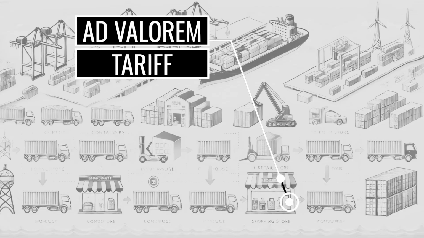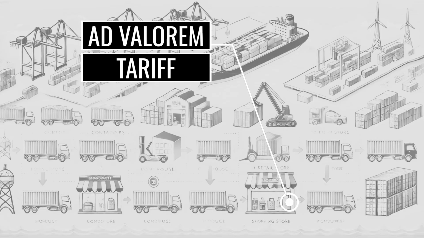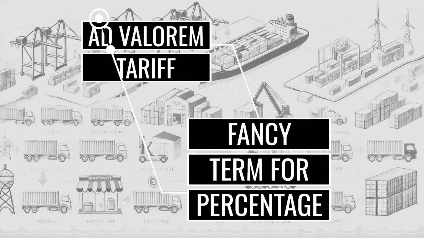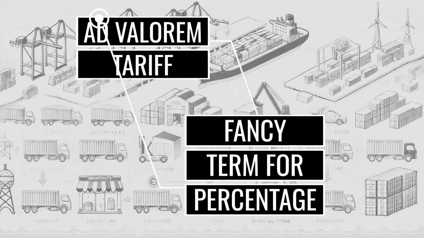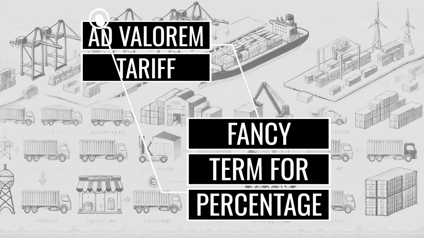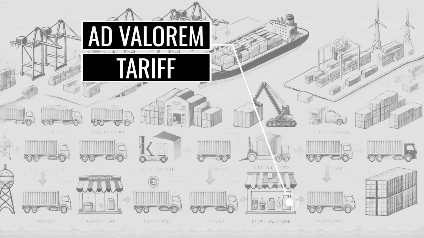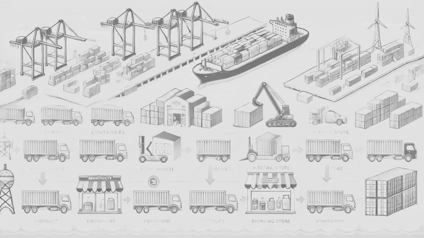Ad valorem tariff. Unlike specific tariffs, ad valorem tariffs are calculated as a percentage of the value of the imported goods. For instance, if a 10% ad valorem tariff is placed on imported smartphones, a phone that costs $500 would incur an additional $50 in taxes.